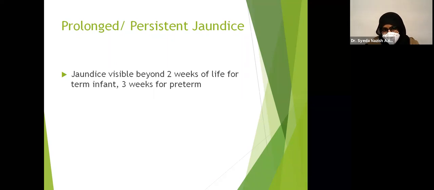Another term that I would like you to know is persistent or prolonged jaundice. Anytime a neonate has jaundice that persists beyond the second week of life, it is termed persistent jaundice. However, in preterm infants, because they may take a little bit longer to clear even the physiologic jaundice, the cutoff time is 3 weeks.